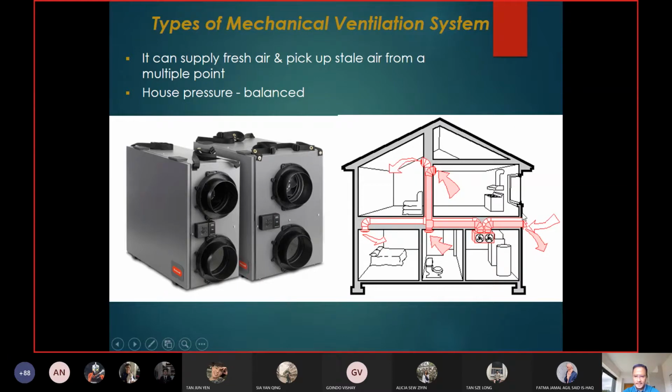Okay, so in this case, basically, you can see that the supply system is used for the bedroom, and the exhaust system is used for the toilet and the kitchen. So you don't necessarily use both systems for the same room. You can choose which one you want to use, supply or extract. But basically, you have both systems at the same time.